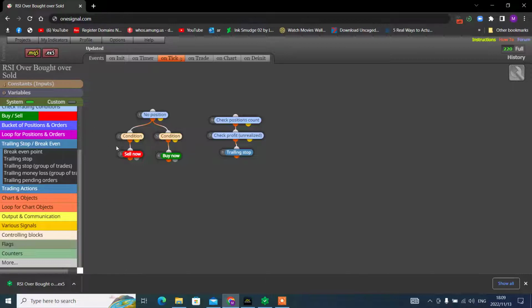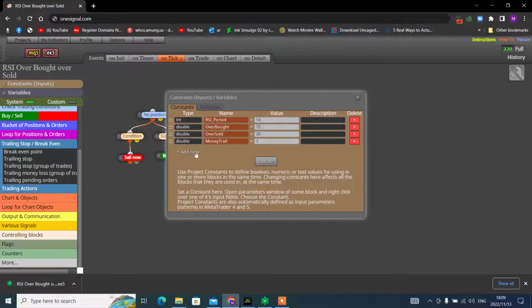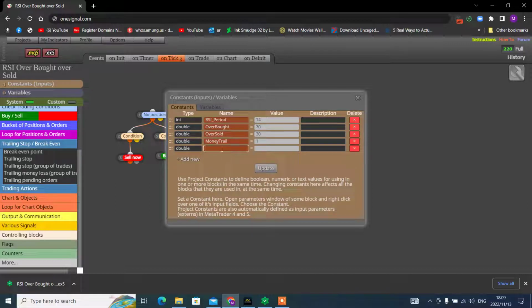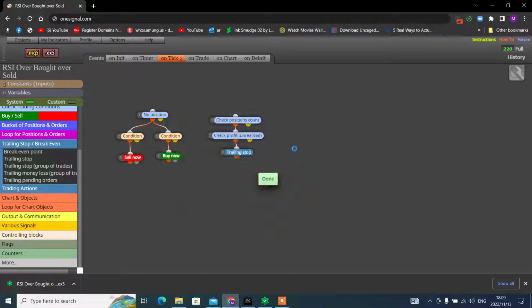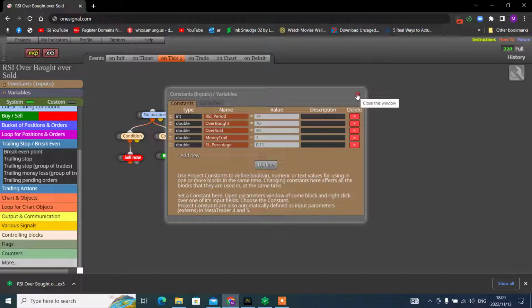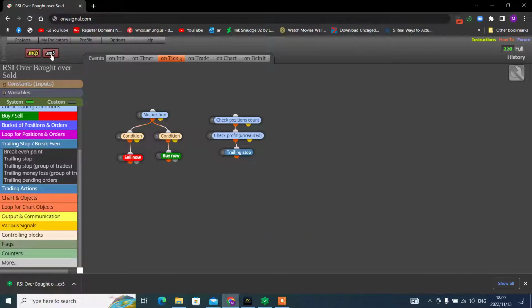Without wasting any time, before I forget, we also need the stop loss, because it's important. SL percentage. We started with 0.11 because on another robot we tried 0.11 and it was the best. So we're going to optimize these 5 things. Let's go and download.